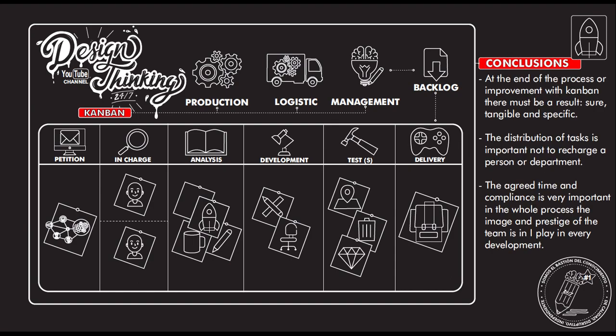As a conclusion, we can say that at the end of the process, you can also make a new development or you can make an improvement to the current situation. The result has to be tangible and specific. The distribution of the tasks is very important, so as not to overload a person or a department. That is very important in Kanban, because the idea here is that every member of the team knows what every person is doing, and if you realize that someone has a lot of things to do, you don't give them any more. Maybe you can put someone else who can help. So it's very important to not overload.